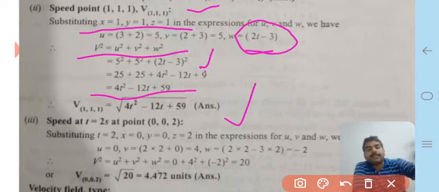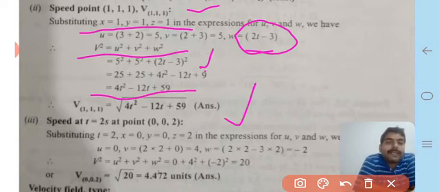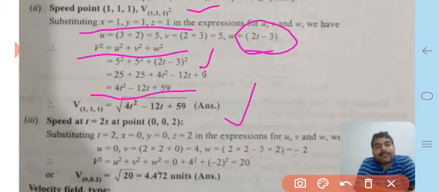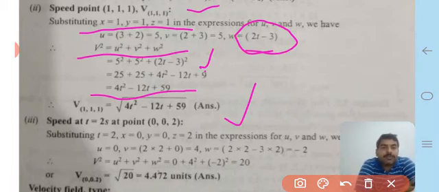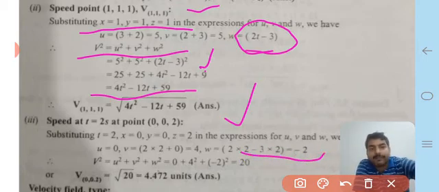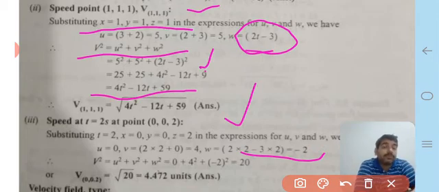Now the third part of the question is the speed at t equal to 2 s at point (0, 0, 2), where x equals 0, y equals 0 and z equals 2. Putting these values in the given velocity component equations u, v and w, we get u equal to 0, v equal to 4 and w equal to 2 into 2 minus 3 into 2, that is minus 2.